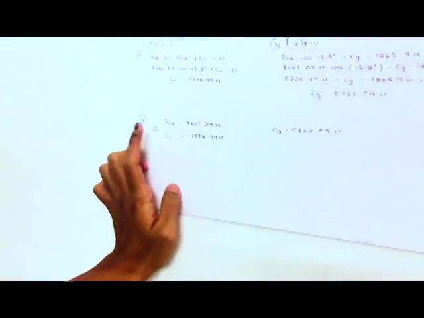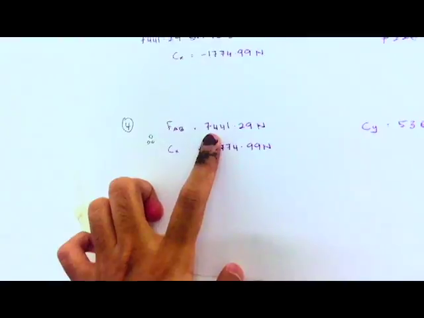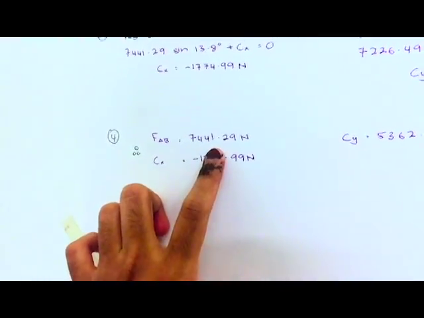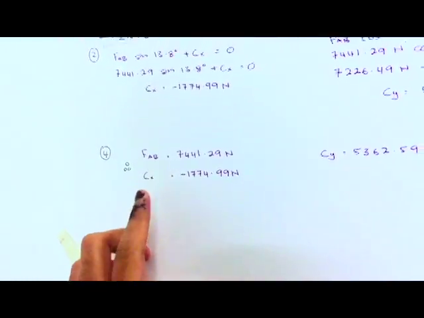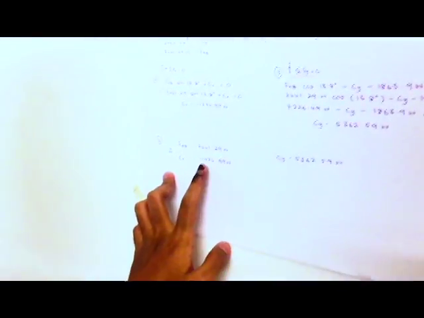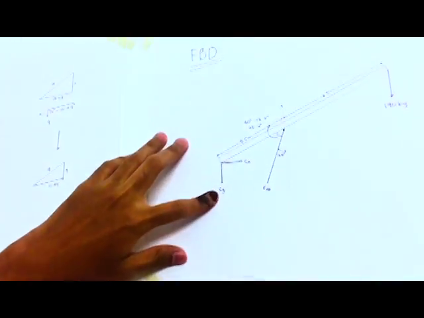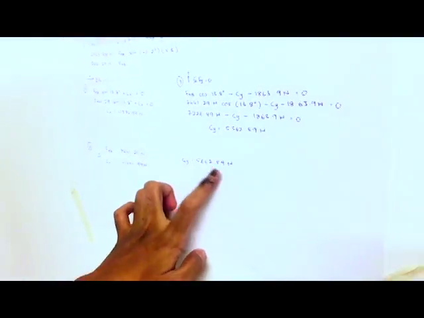which is 5362.59 Newton. So overall the result we got is FAB, the force at AB, equal to 7441.29 Newton, the force at CX equal to negative 1774.99 Newton, and the force at CY downward equal to 5362.59 Newton. That's all for me. Thank you.